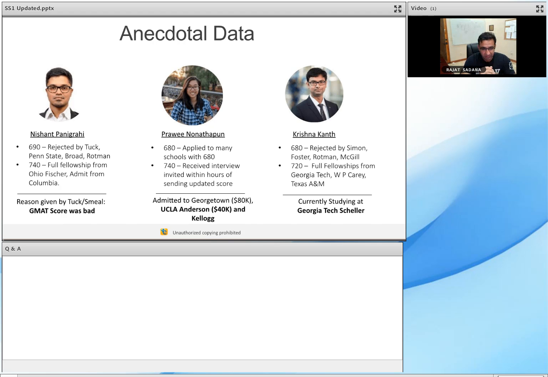Krishnakant, again, very similar story. He was rejected by a bunch of schools at a 680 in round two. Then he improved his GMAT score in round three. He got 4 full fellowships, including the ones from schools that you see over here. He is currently studying at Georgia Tech. Again, round three, 4 full fellowships. So people talk about admissions in round three. There are scholarships in round three.